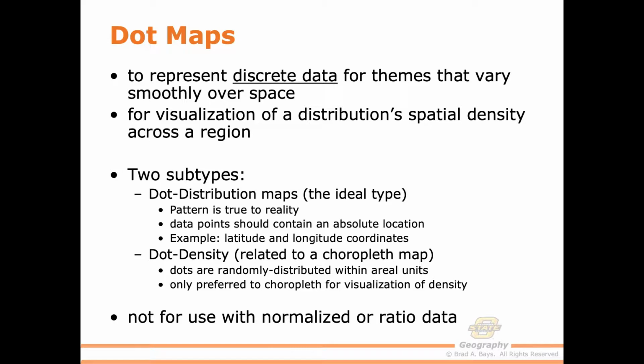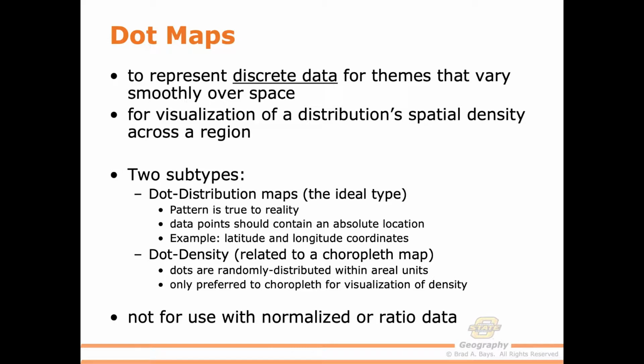Discrete data can be represented in several ways over space. But what we want to do here is to visualize a distribution's pattern and density and anything that we can tell from it. So there are a couple of subtypes of dot maps. There are really two subtypes. So I want you to be able to know the difference between these two types of dot maps.